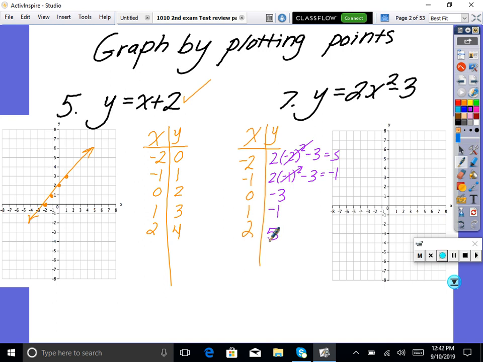Okay, so we have our parabola, notice degree 2. But your points will all show you exactly what to do. So -2 up 5, over -1 down 1. Is it down 1? Yeah. Over 0, down 3 units, over 1, down 1, over 2, up 5. And there is your quadratic. So pretty easy stuff.